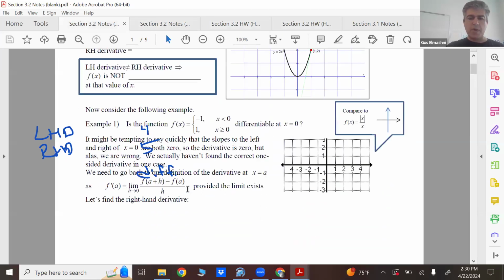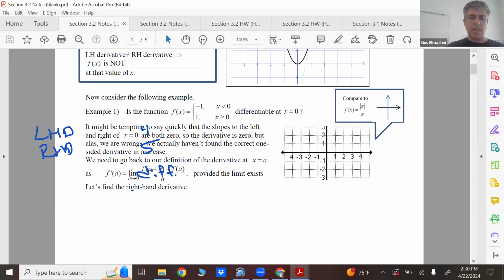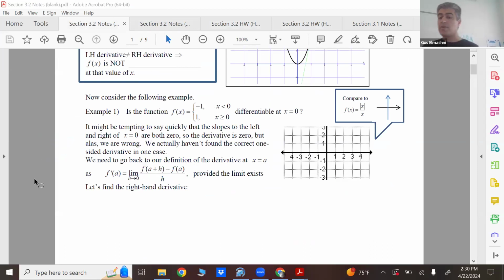So now let's move on to example 1, and let's talk a little bit more about differentiability. You've got a piecewise function, f of x equals -1 when x is less than 0, and f of x equals 1 when x is greater than or equal to 0. Is it differentiable at x equals 0? This is the same exact thing as absolute value of x over x. We've already looked at that function, right? Remember that function looked like this? So it's the same exact thing here.